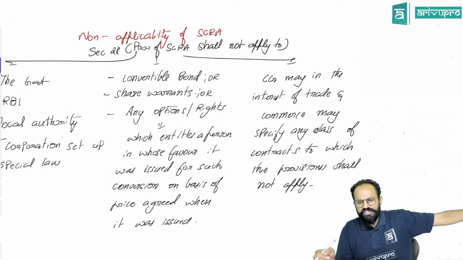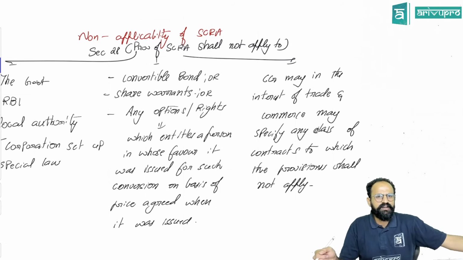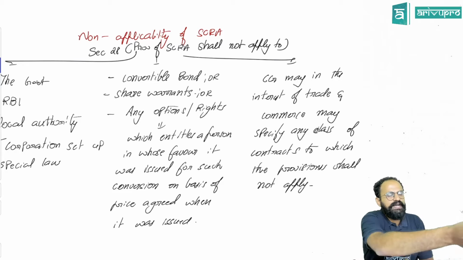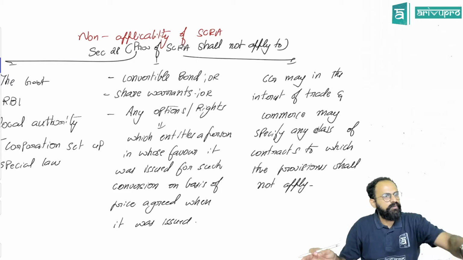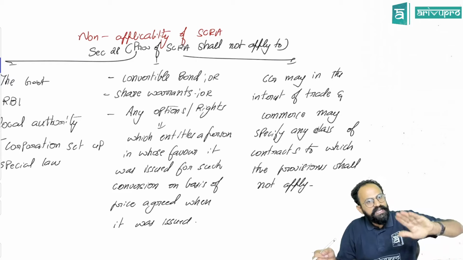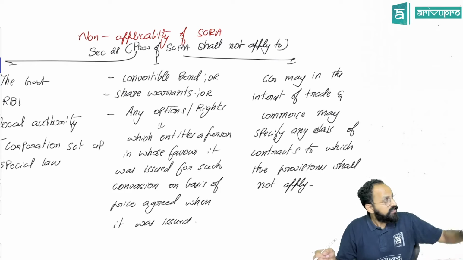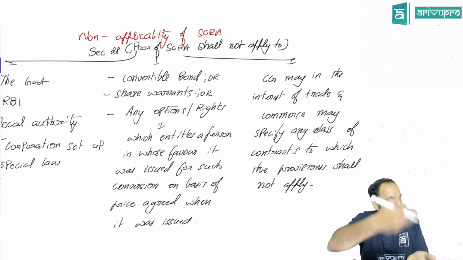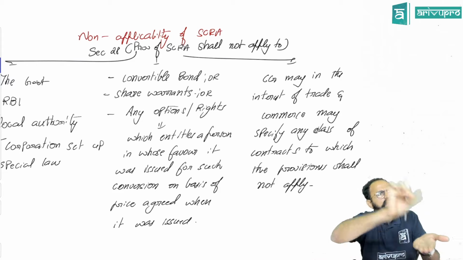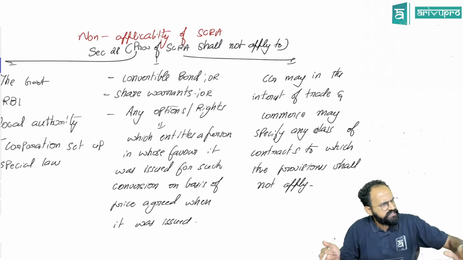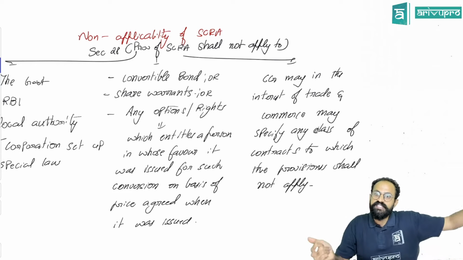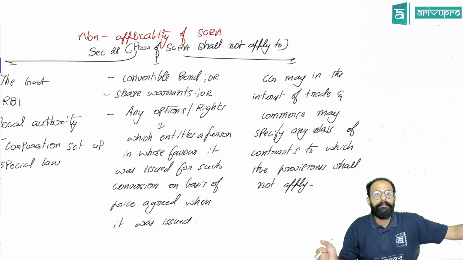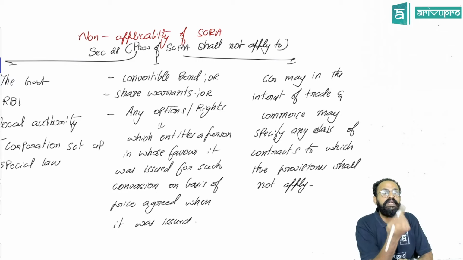So, convertible bonds, share warrants and all, we'll be seeing a little while later, but I'll tell you the gist. Convertible bond means, today I will give you, say for example, a debenture. Tomorrow it gets converted to equity. If any such bonds are given, they are telling us those bonds are not covered under SCRA. If any bond is given which can get converted to another security, imagine a debenture converted to equity, such securities are not governed under SCRA. Why? These conversions happen based upon private agreements between individuals.